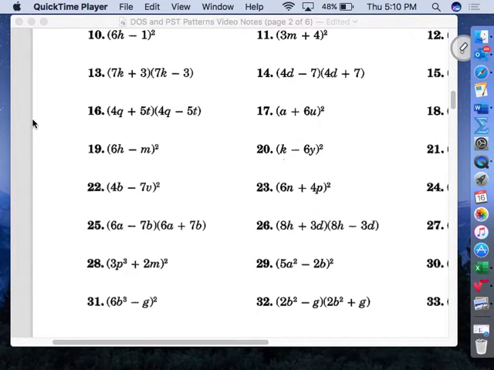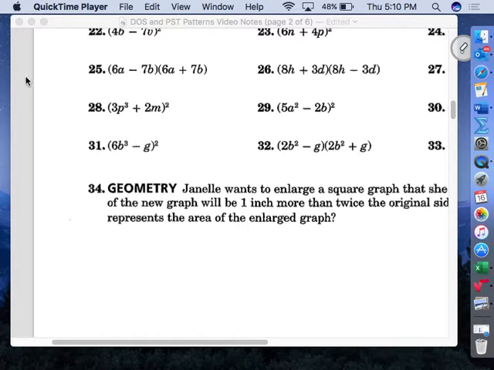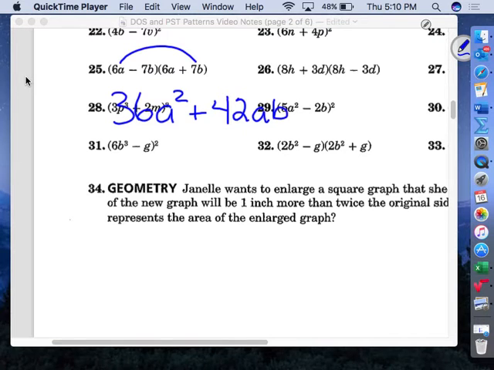Maybe let's do number 25. So number 25, I'm going to start with 36a squared, and I have two variables here. My linear term here is going to be 42ab, and then the partner linear term is going to be negative 42ab, and then the last term is going to be negative 49b squared.